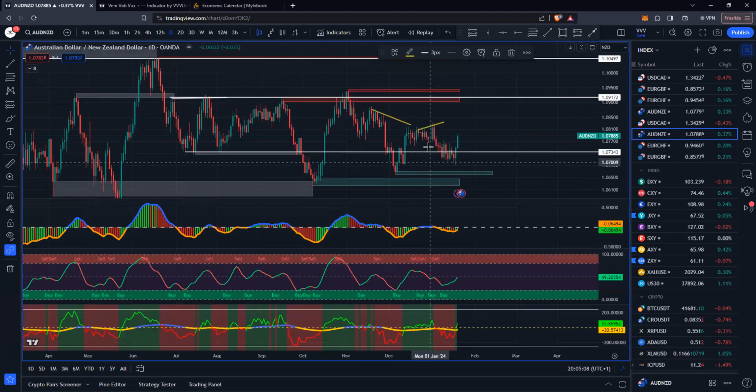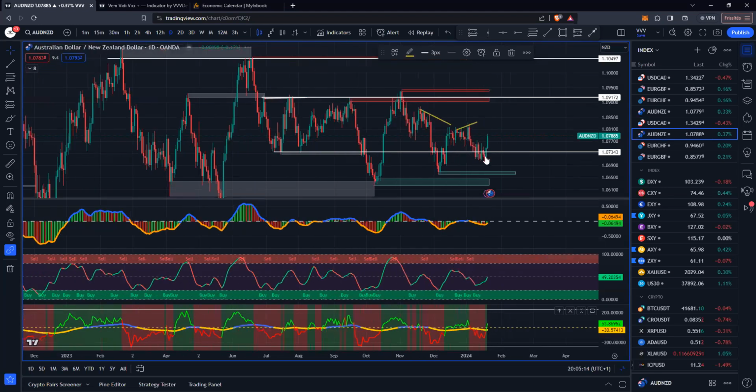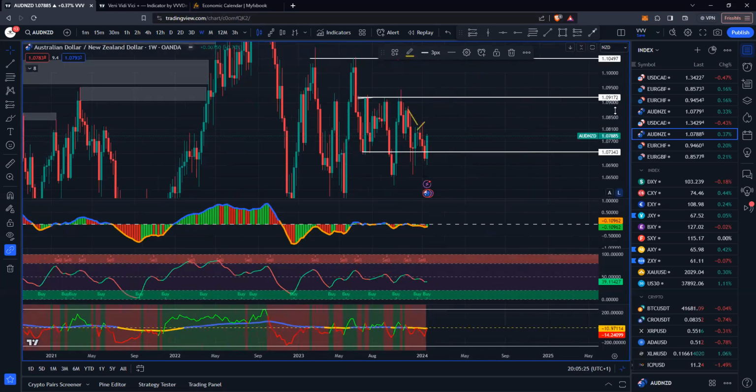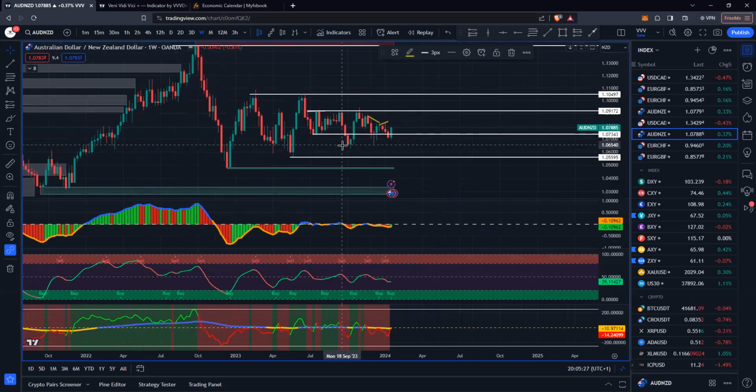The AUD NZD is a mess. We got a divergence here, and right now we are heading back to the upside. Nothing really happened from last week. It went a bit down, then it went up. It's sideways, it's a big mess. I would not trade on the AUD NZD.